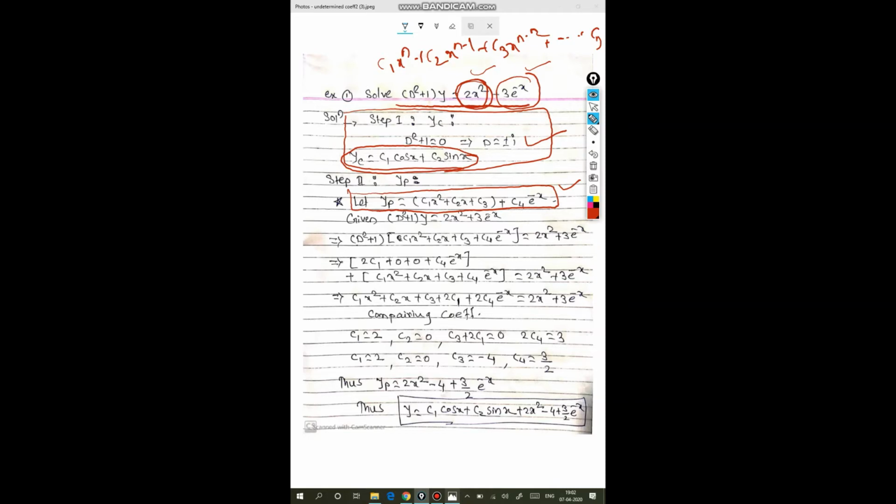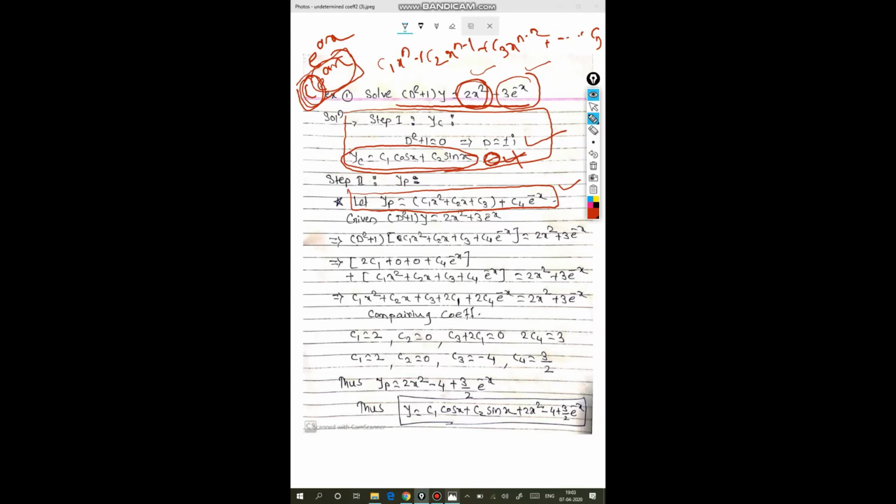So if e raised to x is in the RHS, simply c into e raised to x is what we assume as yp, where that c we have to calculate. Now I said here c into e raised to x only, but in some cases we have to take x into c into e raised to x, when that e raised to x appears in the yp. We'll see that in the next example. Right now, that is not the case.